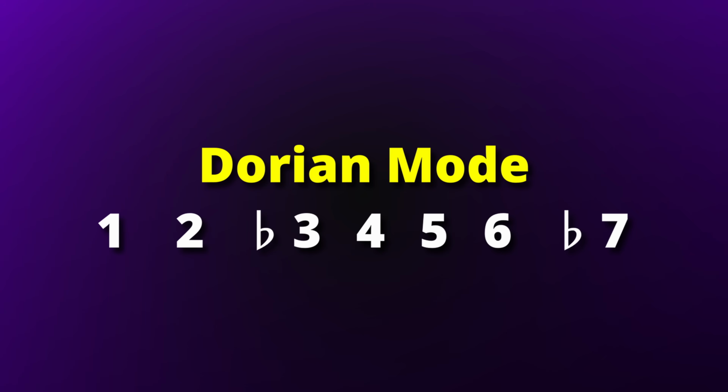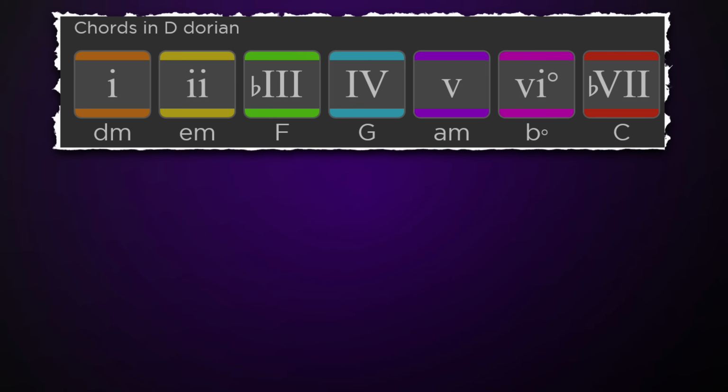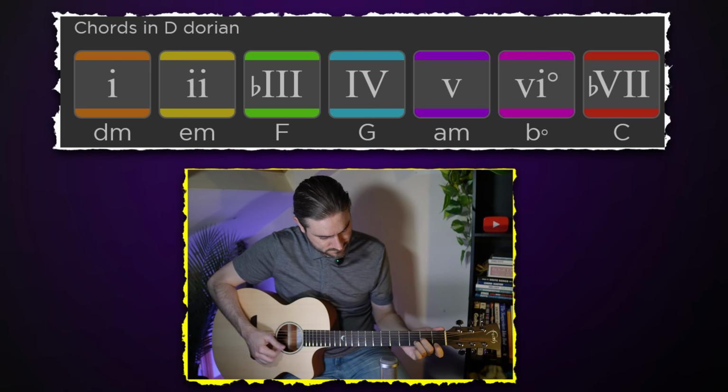You could also describe it with scale degrees as follows. Remember, these are in relation to the major scale. This gives us the final piece of the puzzle, the Roman numerals to label our Dorian mode chords with. In the D Dorian tonality, this would be the chords 1 D minor, 2 E minor, flat 3 F major, 4 G major, 5 A minor, 6 B diminished, and flat 7 C major.